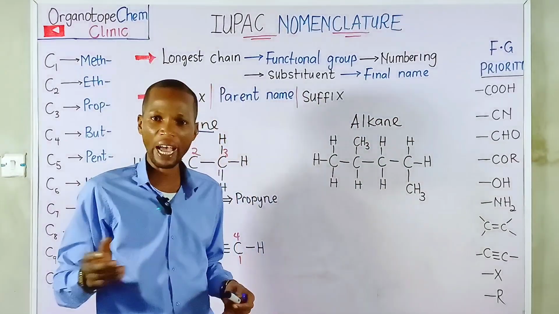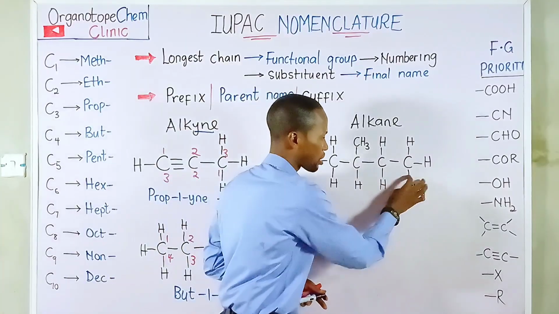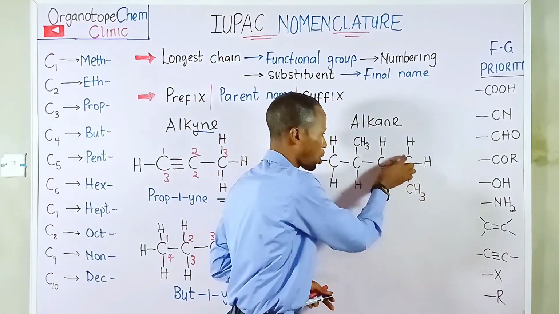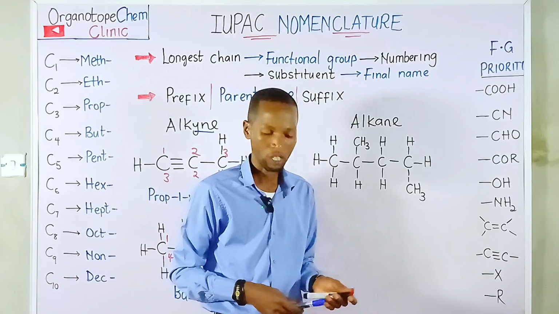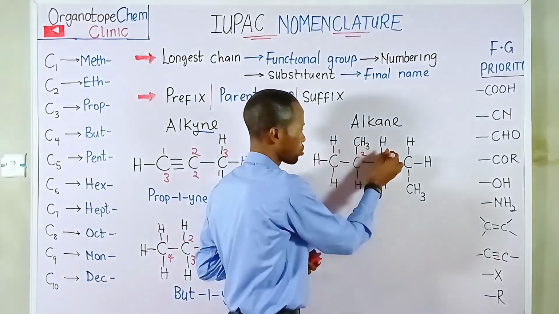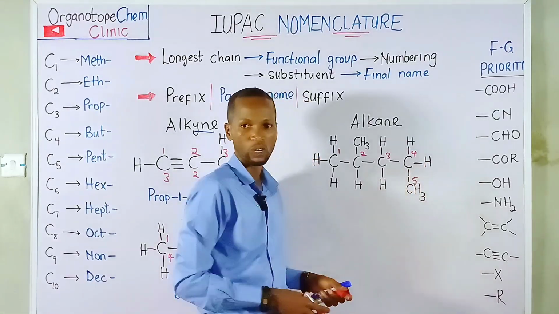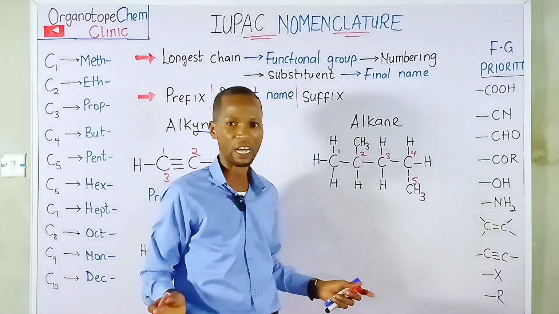Okay. Now, can we identify the longest continuous carbon chain? In an organic compound, when you see a terminal alkyl group, it will join the longest continuous carbon chain. So we are going to have our numbering in this order: 1, 2, 3, 4, and this is 5. This is not a substituent group because it is found on the terminal carbon atom.